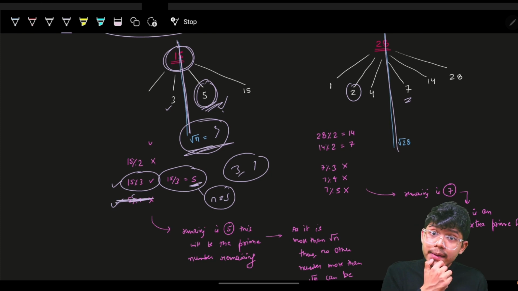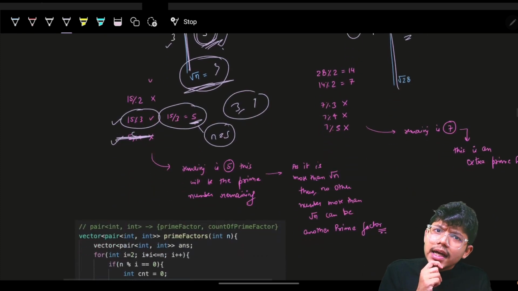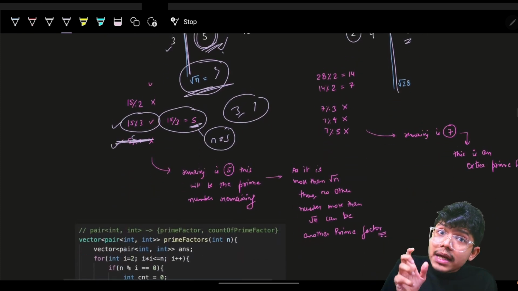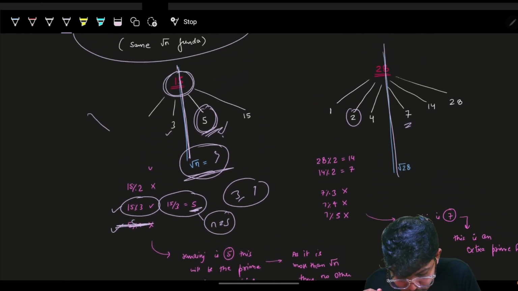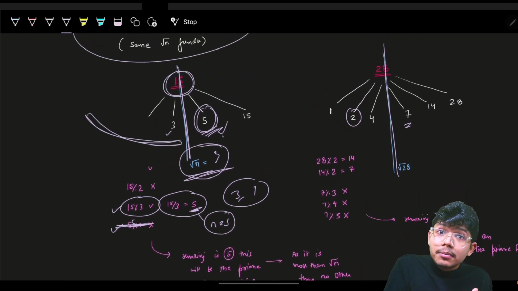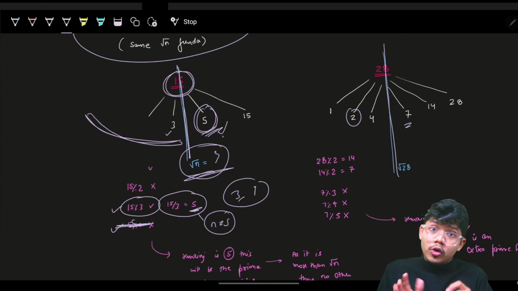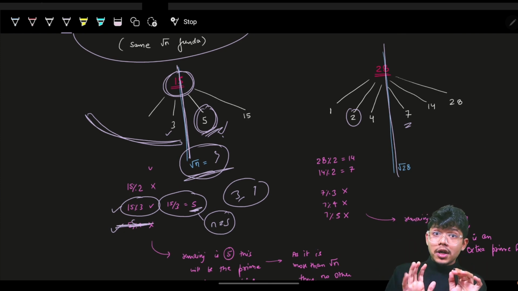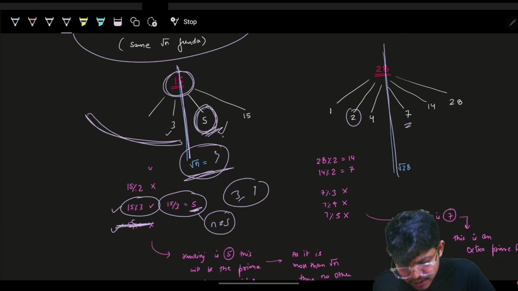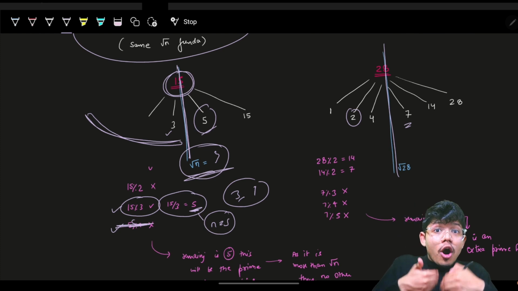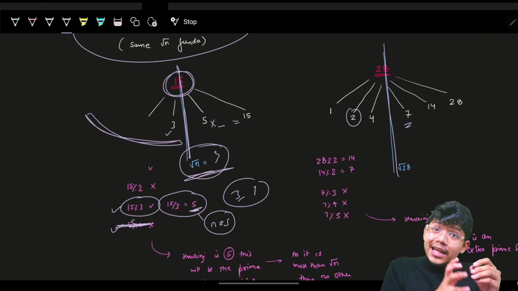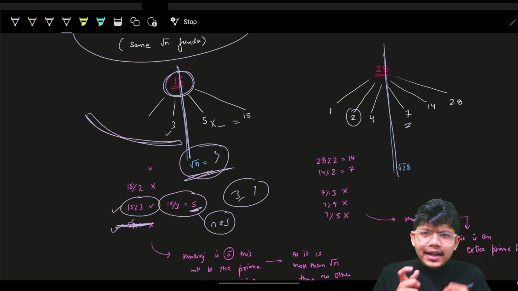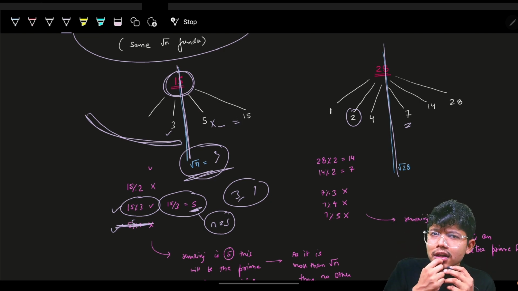Now it is more, and I am saying it is for sure a prime number. How can you say that? Because it was not divisible by any smaller number. And if you say it's actually not a prime, then to be not a prime, I should multiply it with something to make my final number n.